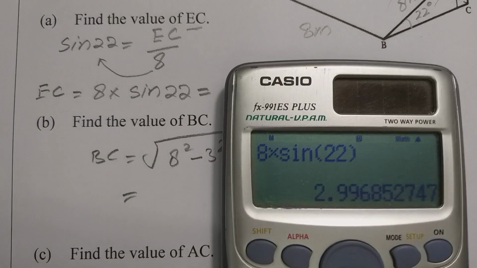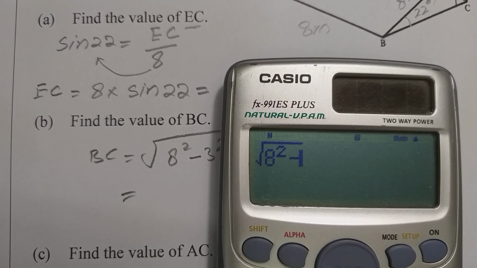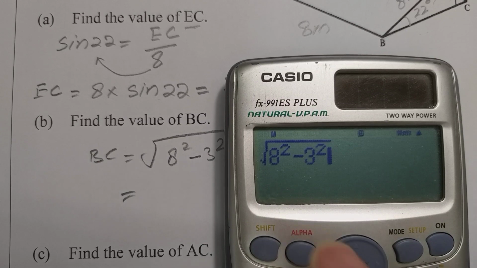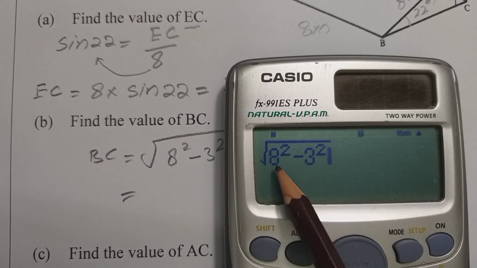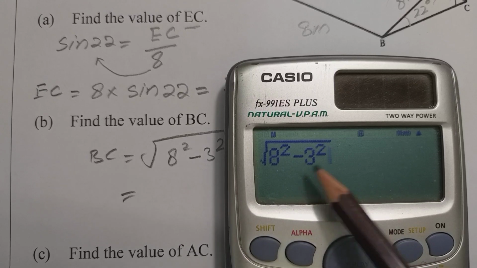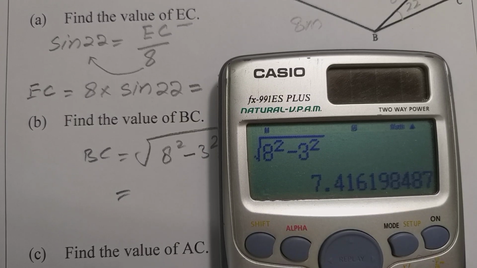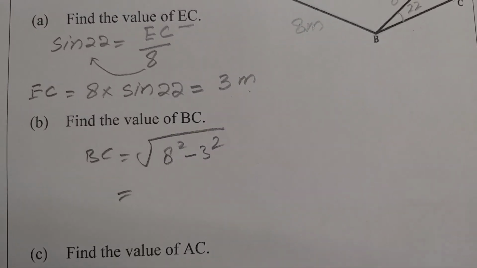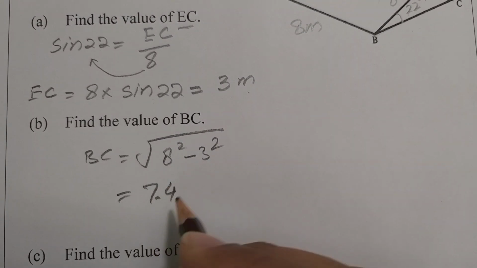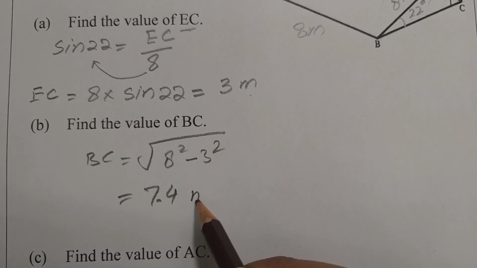So 8 square. Again, don't forget to put the square on the numbers, because I saw mostly students forget to put the square on the numbers. Because the longer side is given, we need to find the short side. That's why I put minus here. So 8 square minus 3 square gives us 7.416. I'm just taking one number after the decimal, so it becomes 7.4, because the unit given in the question is meter, so 7.4 meter.